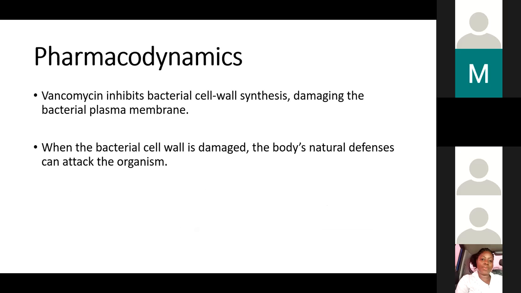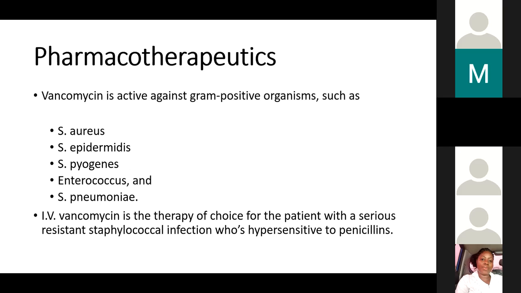So how does vancomycin work? It works by inhibiting the bacterial cell wall. And once the bacterial cell wall is damaged, then the body's natural defenses can attack the bacteria. Mostly it is an antibiotic that is active against gram-positive organisms. So you have Staph aureus, Staph epidermidis, Strep pyogenes, Enterococcus, and Streptococcus pneumoniae. Usually you give it in patients who have very serious infections with MRSA, that is methicillin-resistant Staph.